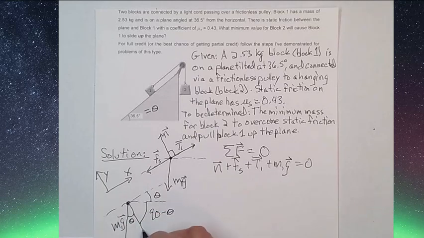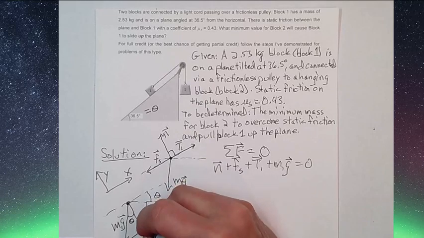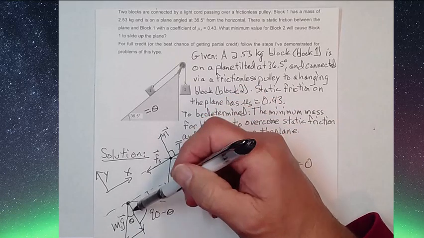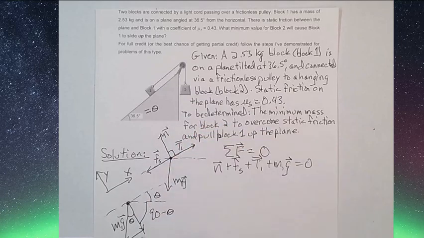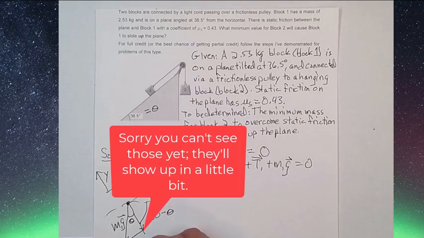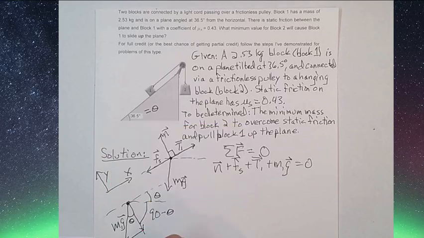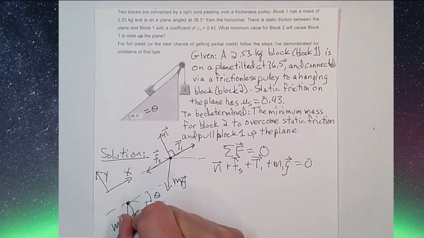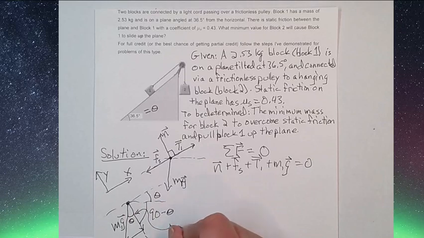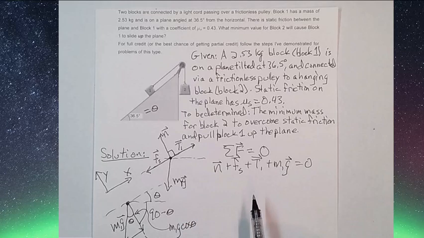Okay, I'll be able to divide M1G into two components, one of which is into the plane and one is down the plane. This one down the plane will be M1G sine theta, and the one into the plane, which I've run out of room to write things, but that'll be M1G cos theta. Okay, now I can write all of these vectors in terms of I hats and j hats.